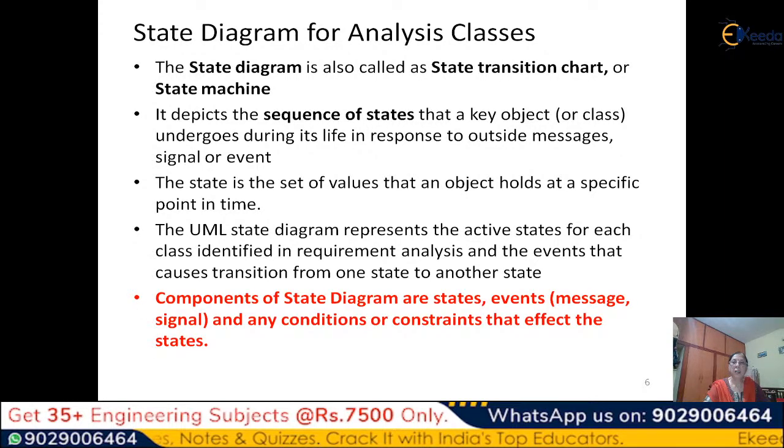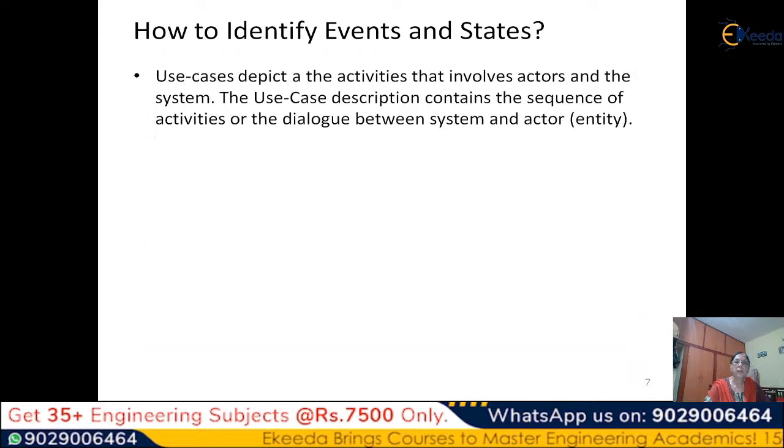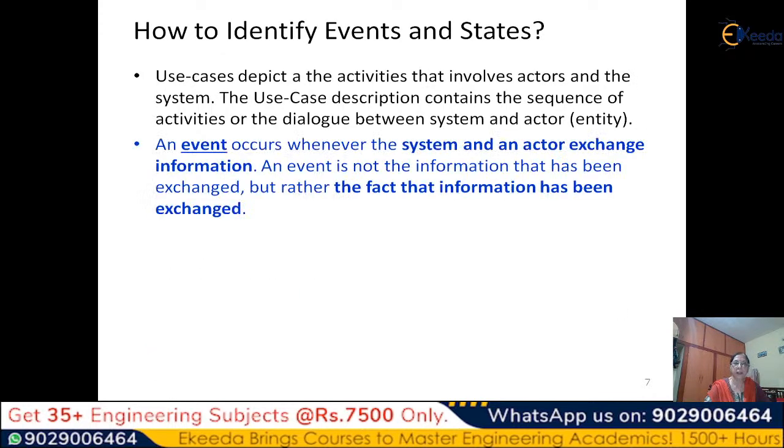And what are the components of the state diagram? We have states, we have events, we have messages or signals, and we have conditions and constraints. These conditions and constraints will be defined over the messages. They will actually qualify the messages a little bit more.